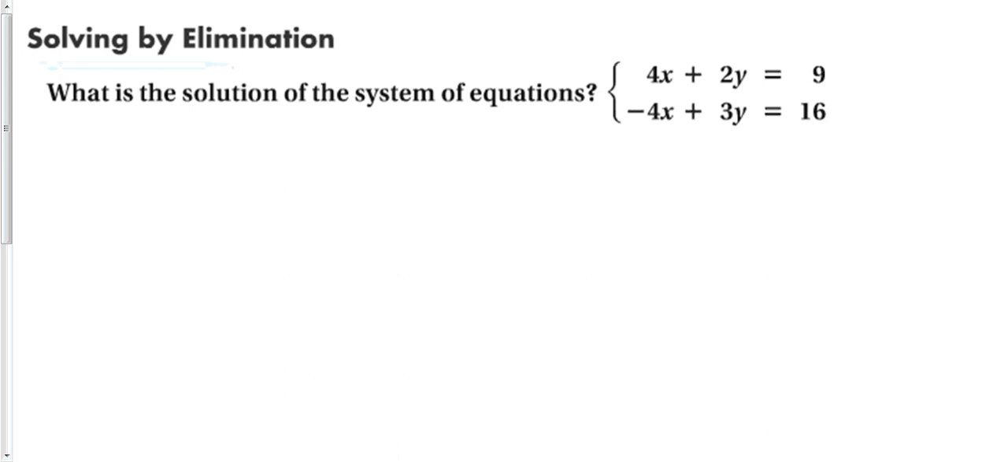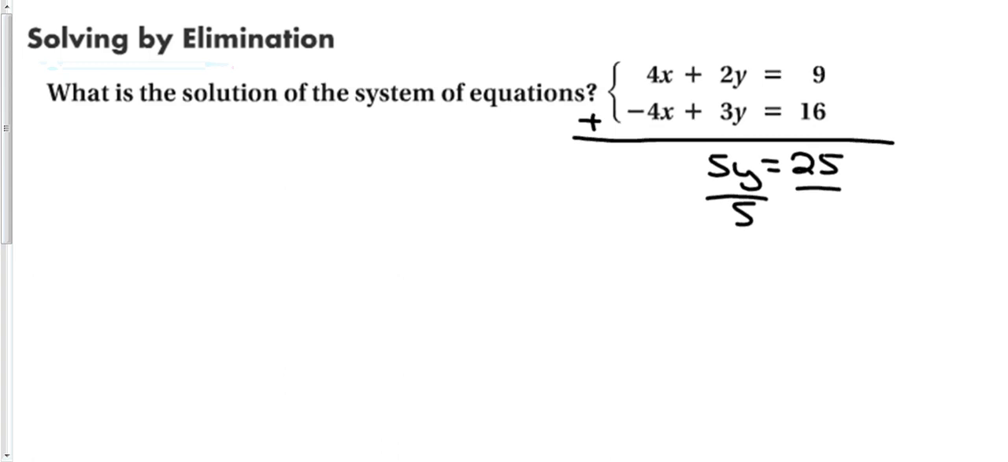Okay? I'm just going to do it right over here. So if I add these two equations together, the x's will go away. 4x minus 4x, those cancel out. And that's good. That's what we want to do. We want to make sure that our new equation that we are left with has only one letter. If it doesn't, you can't solve it. So 2 and 3 gives me 5y is equal to 25. And dividing both sides by 5 gives me that y is equal to 5.